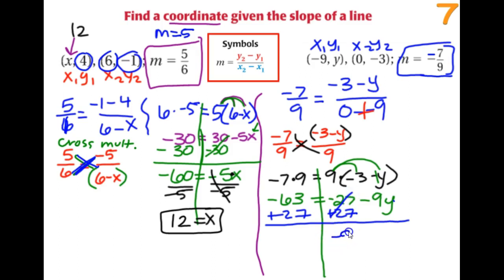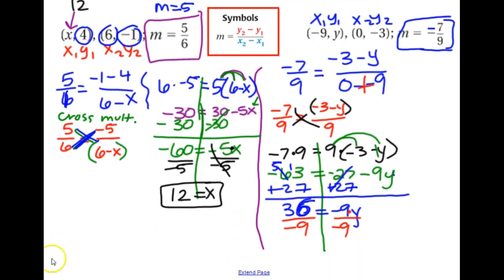So I have negative 9y. And these are different signs, subtract them, or just plug negative 63 plus 27 into your calculator. 13 minus 7 is 5. 5 minus 2 is 3, so we get 35. I made a mistake. This is 36. 36. And then last, the opposite of multiplying is divide. Divide by negative 9.